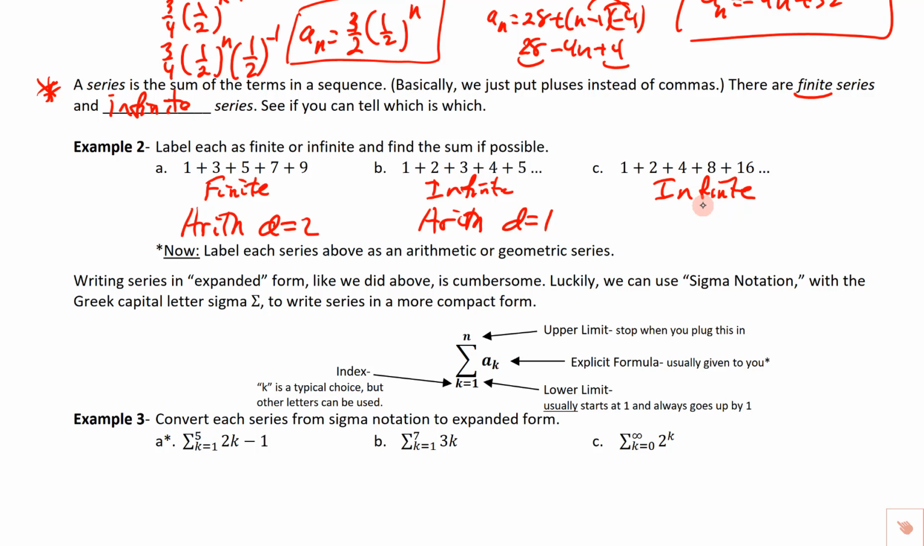So, Andy, geometric? Arithmetic? Geometric? What's the common ratio? 2. The common ratio happens to be 2.